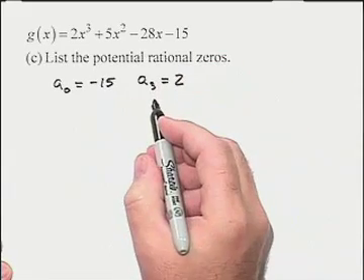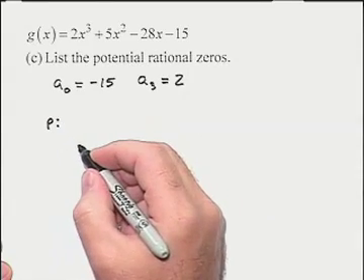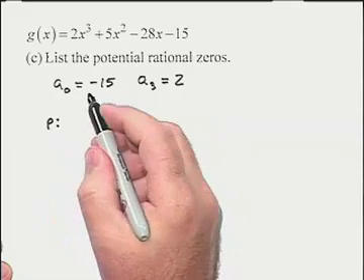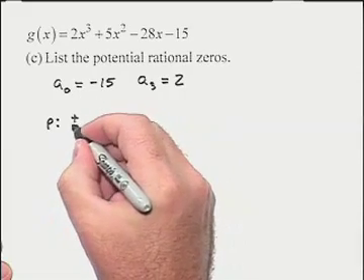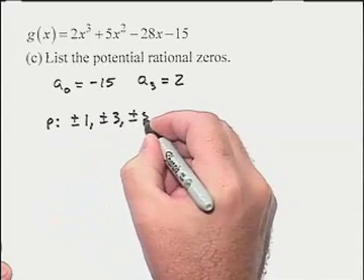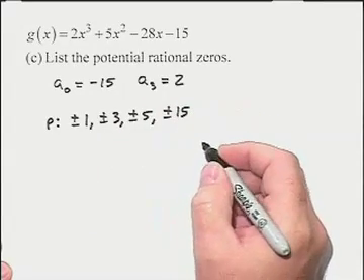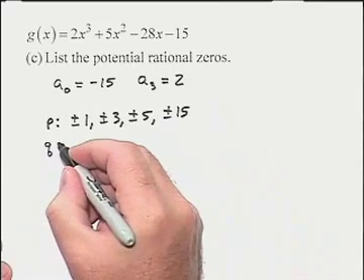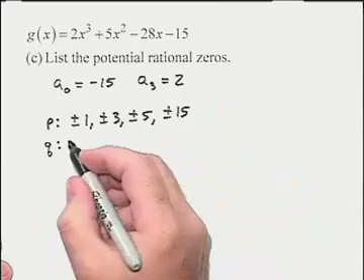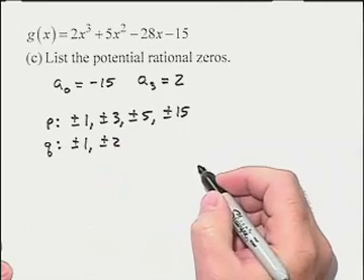To find the potential rational zeros, we first find the values for p, the integers p, that are factors of a sub 0. So we get p is plus or minus 1, plus or minus 3, plus or minus 5, and plus or minus 15. Then we need integers q that are factors of our leading coefficient 2. So q will be plus or minus 1 and plus or minus 2.